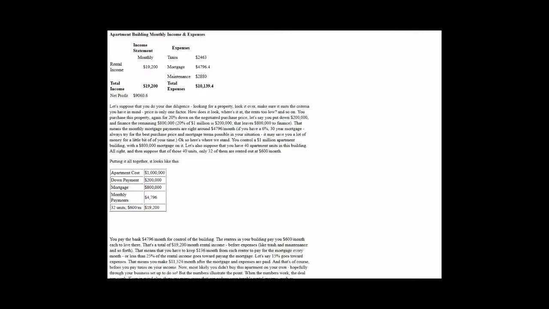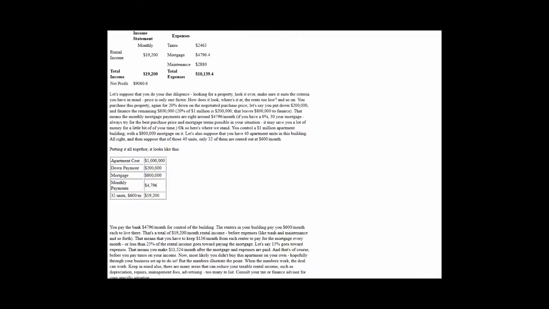So, okay, you pay the bank back $4,796 a month for this building we're talking about. It's a $1 million building. Down payment of 20%, which is $200,000. Your mortgage is $800,000. You have 32 units making you $600 a month. That's $19,200 a month. Of course, you don't get all that money. First of all, there are the liabilities for paying for maintenance and so forth, and of course the mortgage would be part of that.